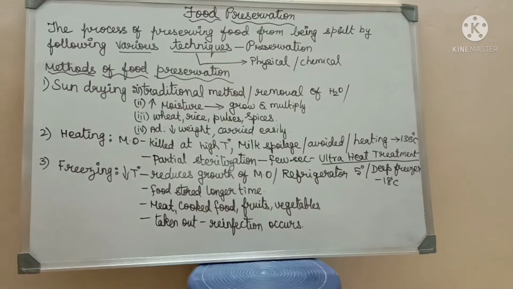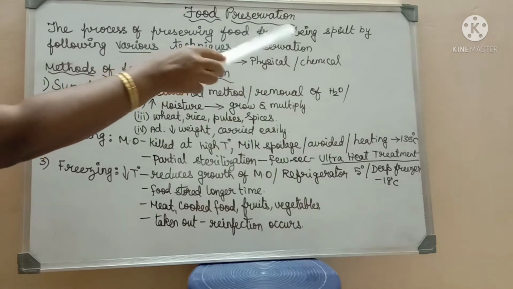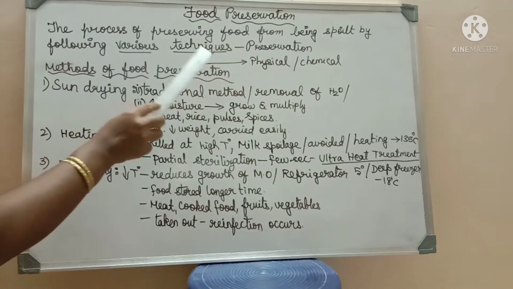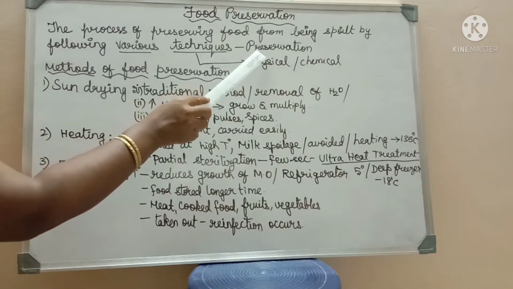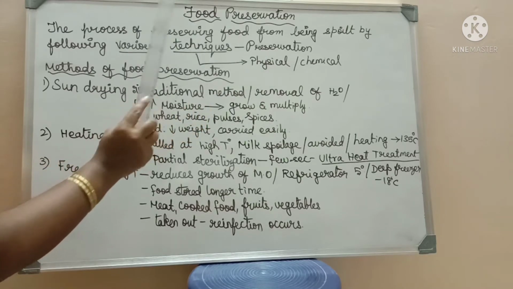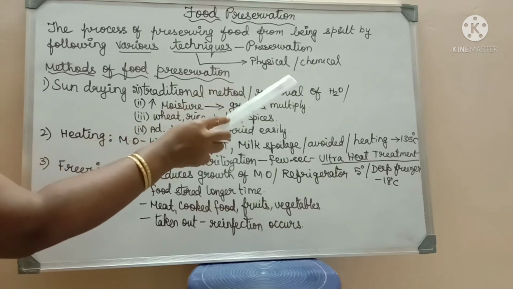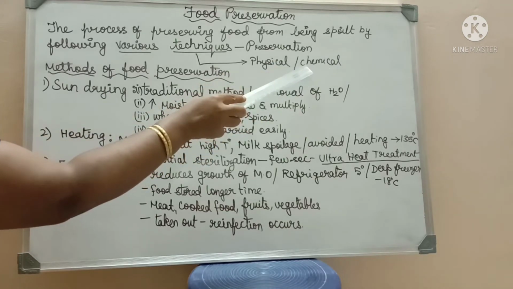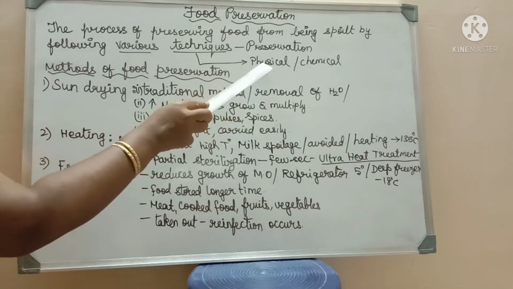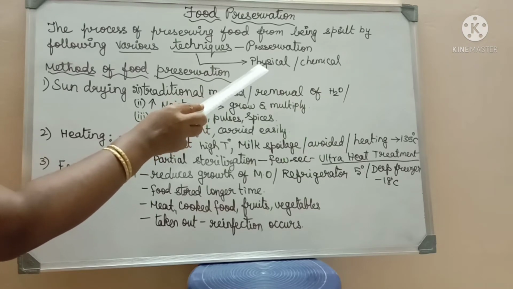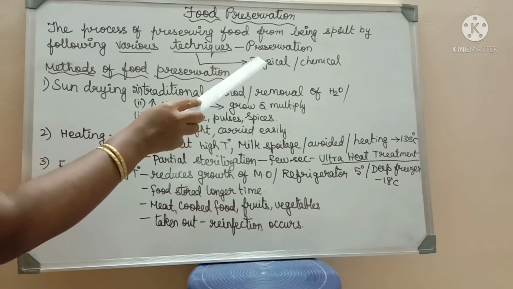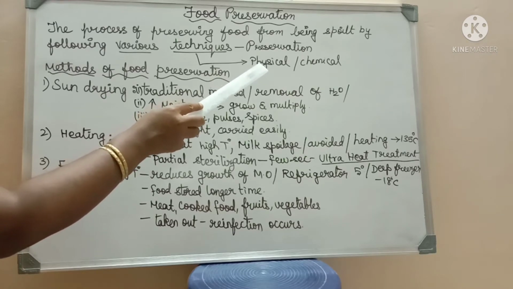Now we will discuss food preservation. The process of preserving food from being spoiled by following various techniques is known as food preservation. What are the various techniques? Either using a physical method or a chemical method. Chemical method means using chemicals. Physical method means physical processes like sun drying, heating, freezing. All those are physical processes.